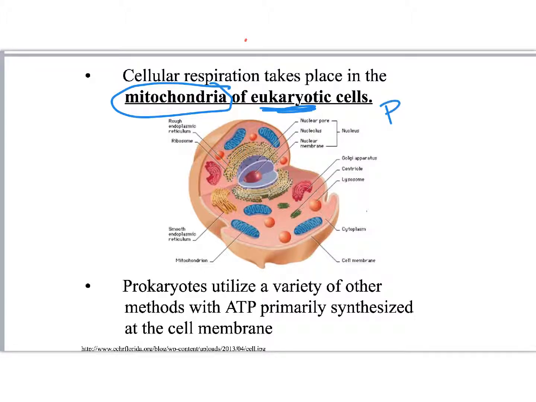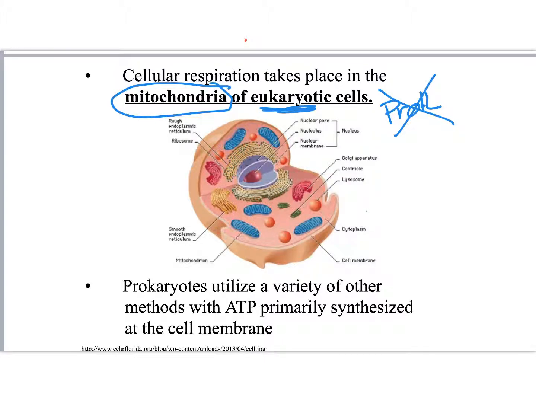Prokaryotic cells don't have them, right? So prokaryotes, no mitochondria. That means they're going to stay small, have less complexity, and have lower levels of overall energy. We have these mitochondria, so let's get into those a little bit more.